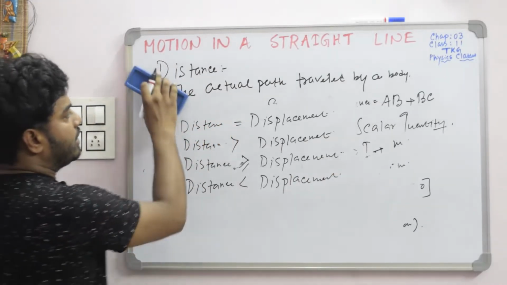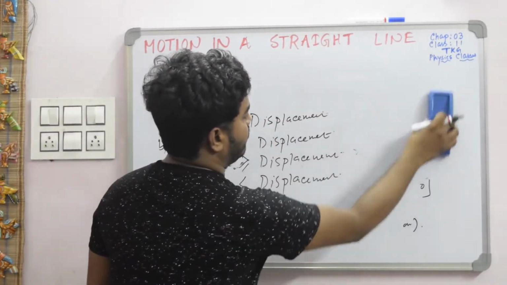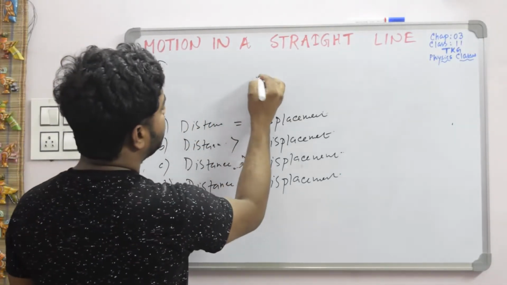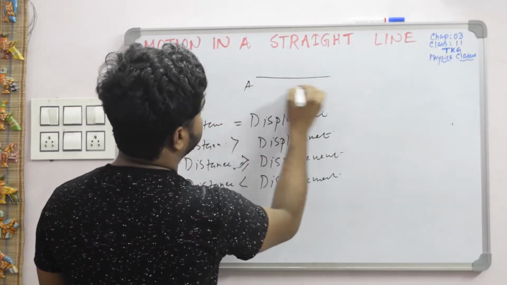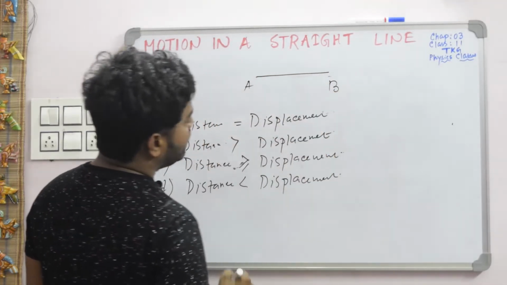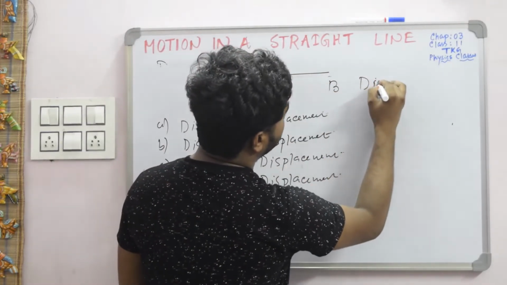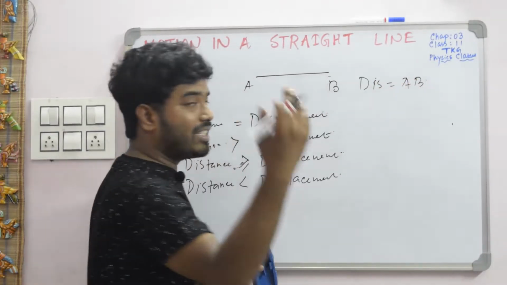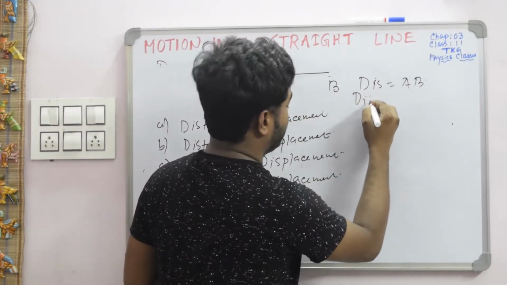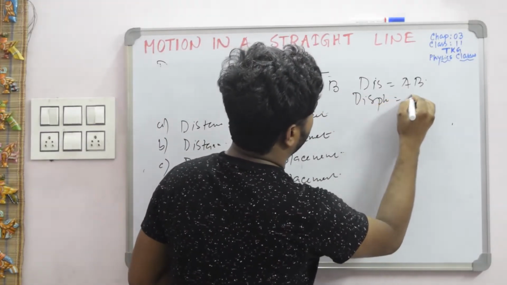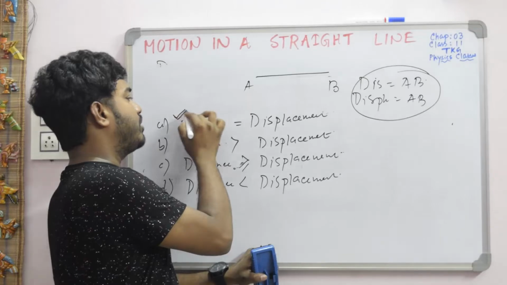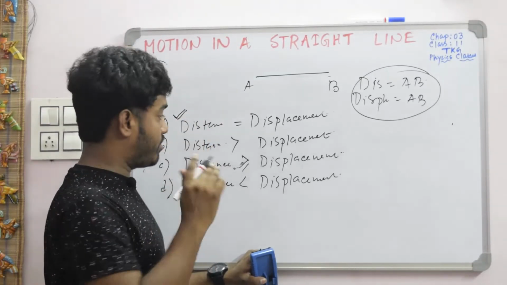Think about it. First condition, suppose distance equal to displacement. Suppose a body is moving from A to B. So here the distance is AB, and displacement is the final position minus initial position, so displacement is also AB. So in this example we can say distance is equal to displacement.